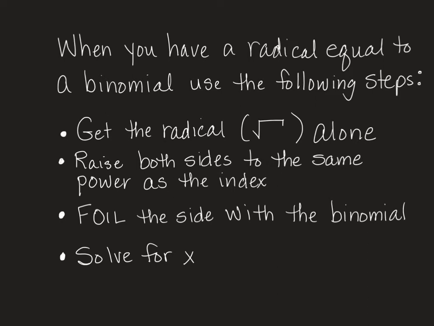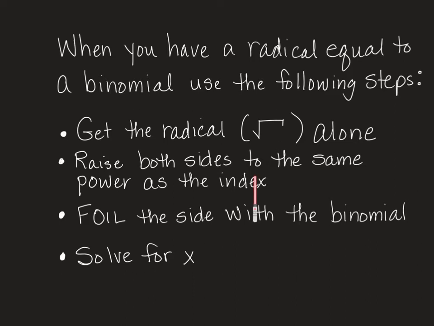Just like in the previous lessons, if anything's being added or subtracted, move it to the other side. If anything's being multiplied, divide it. If something's being divided, multiply it. Once I get my radical alone, then I want to raise both sides to the same power as the index. That means if it's a square root, raise it to the second power. If it's a cube root, we're going to raise it to the third power. I want the exponent and the index to match.